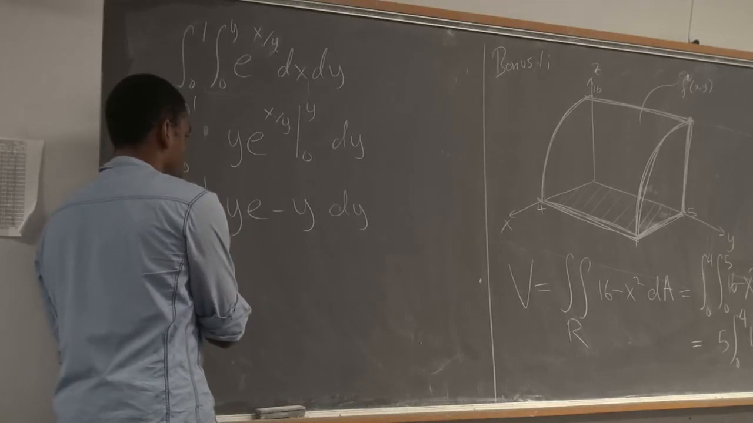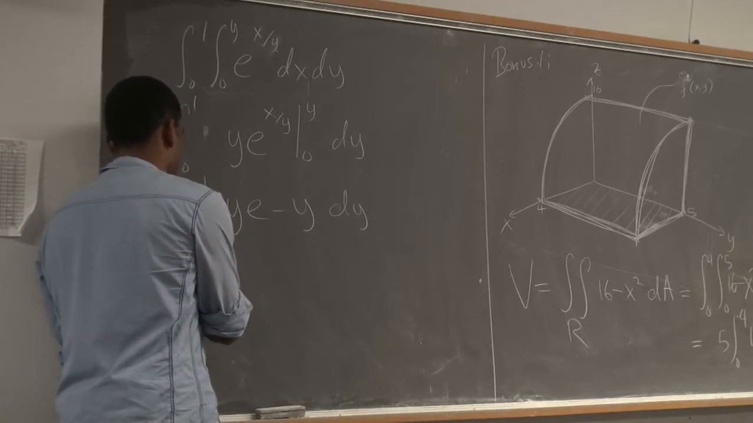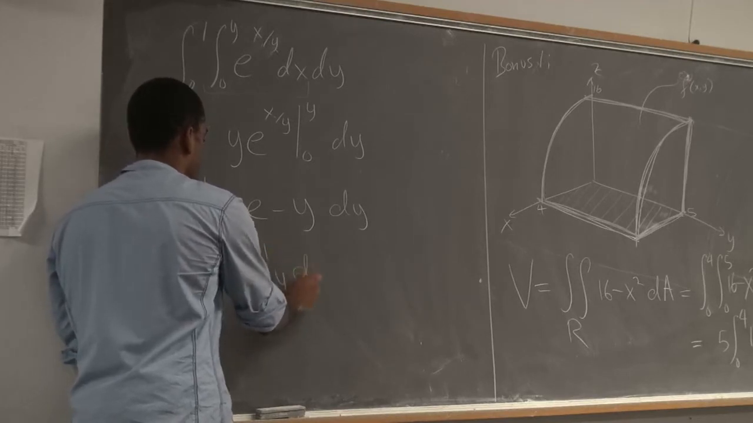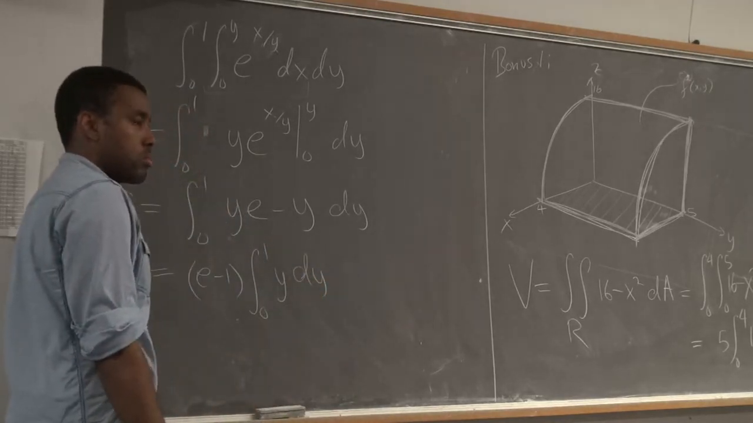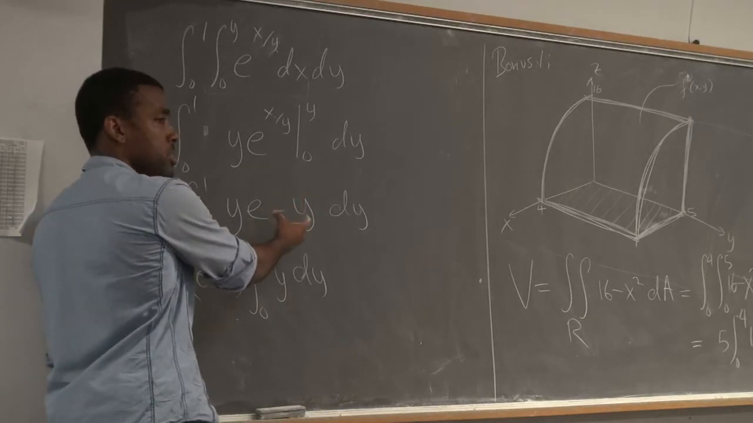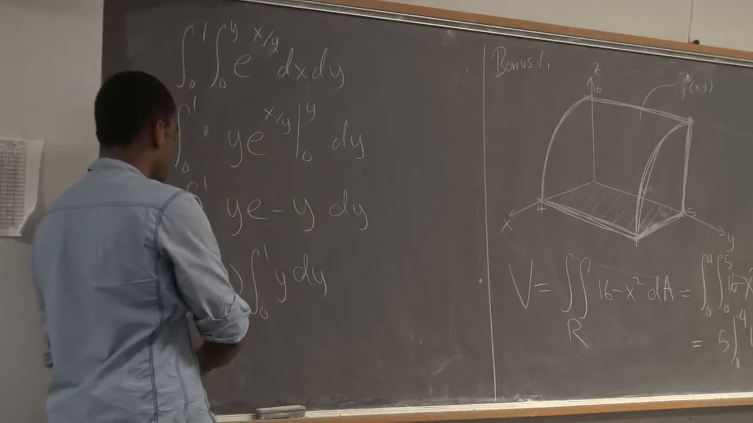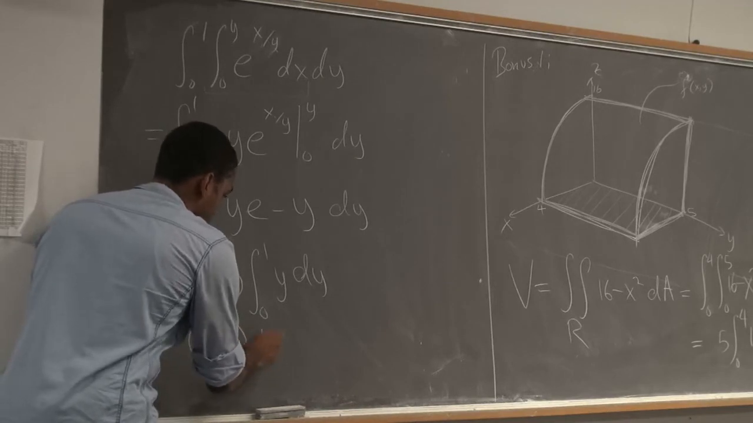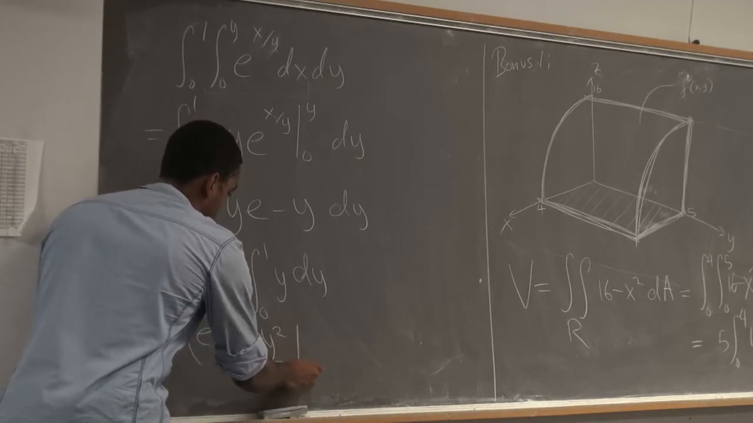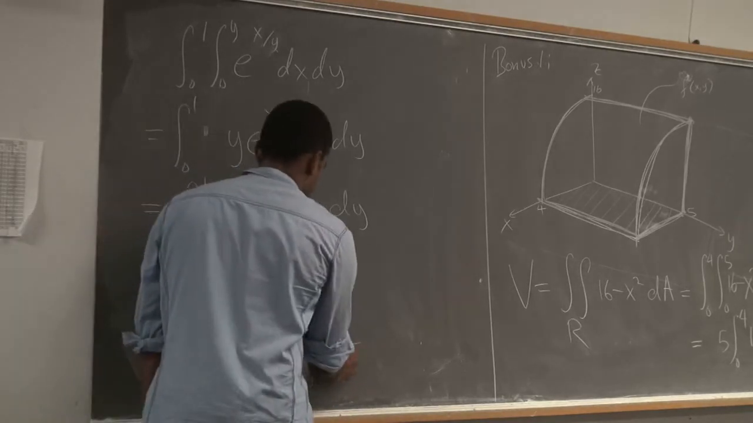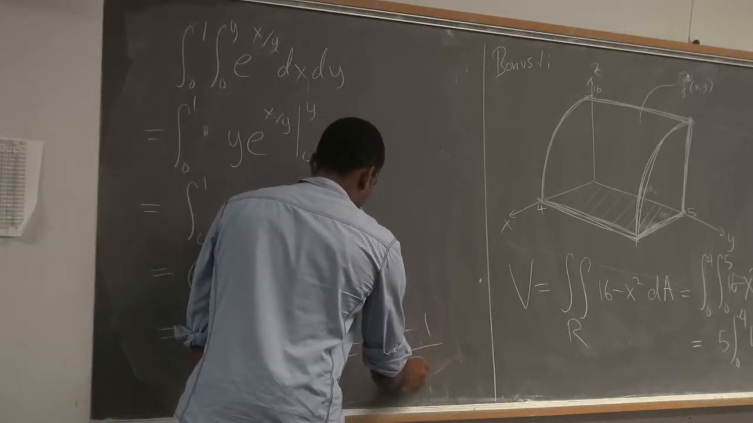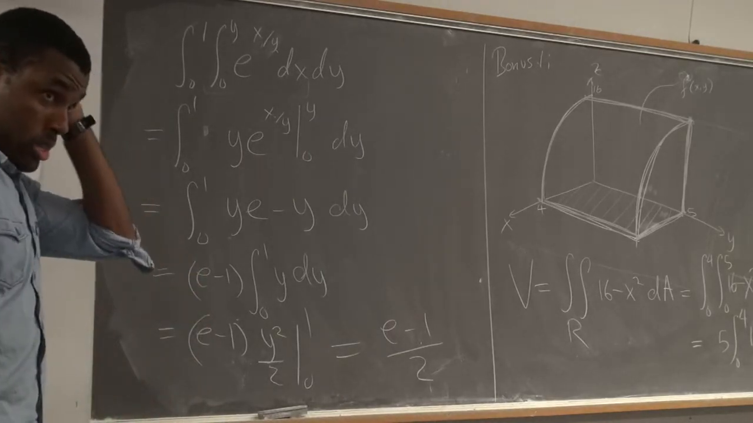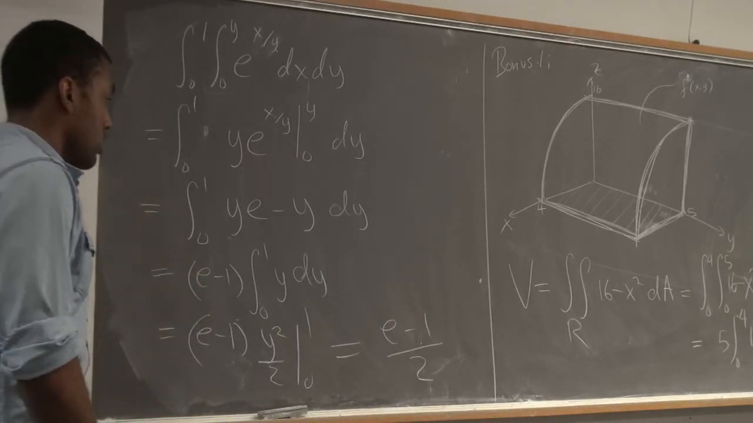So this is just actually e minus 1 times the integral from 0 to 1 of the function y. I can just factor the y out. e minus 1 is a constant, which means I can pull that out. And now I just integrate that. So it's e minus 1 times y squared over 2 between 0 and 1, which is just a half. So that was the answer to that one.